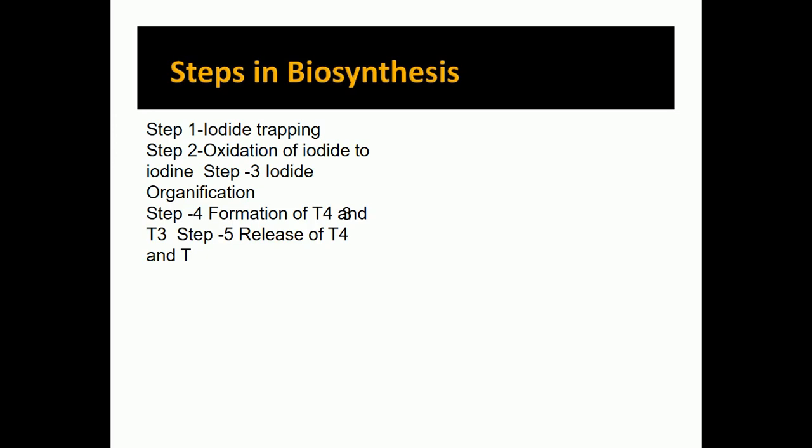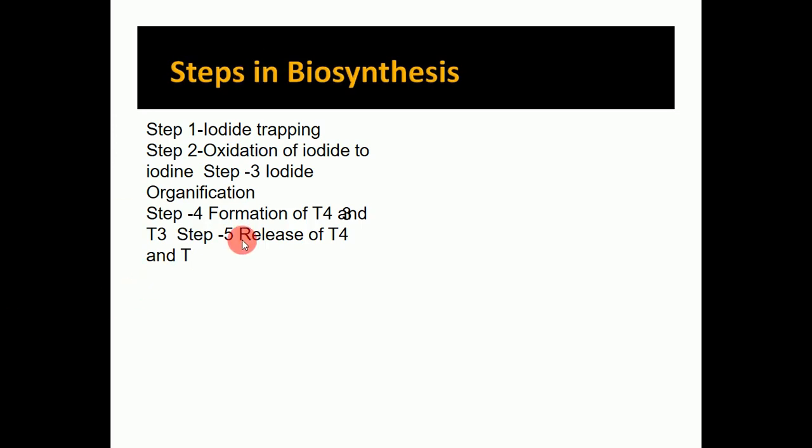As we have already discussed, in step 3 the iodide organification takes place. Organification is the biochemical process that takes place inside the thyroid gland, as I have already discussed: the incorporation of iodine into thyroglobulin for the production of thyroid hormone. This is done after the oxidation of iodide by the enzyme thyroid peroxidase.